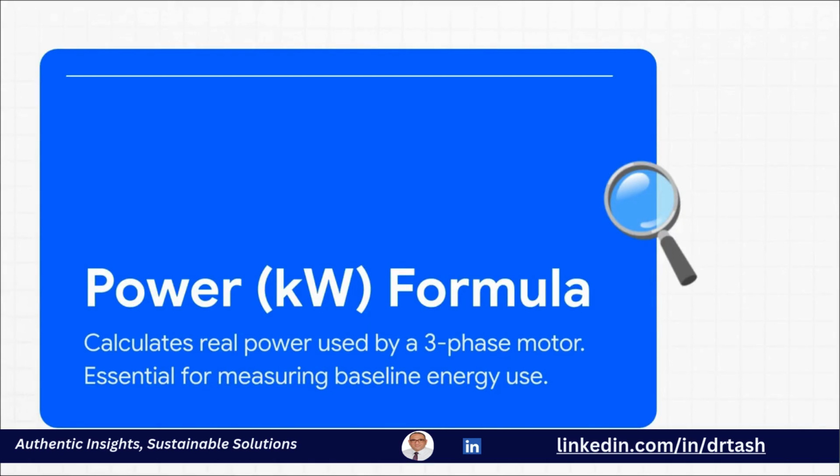First up, you have to establish your baseline. You have to know what you're actually consuming. Using voltage, amperage, and power factor, this standard formula calculates the real power draw of your compressor motors in kilowatts. Look, without this accurate baseline measurement, any savings calculation you do is just a guess. It's pure speculation.